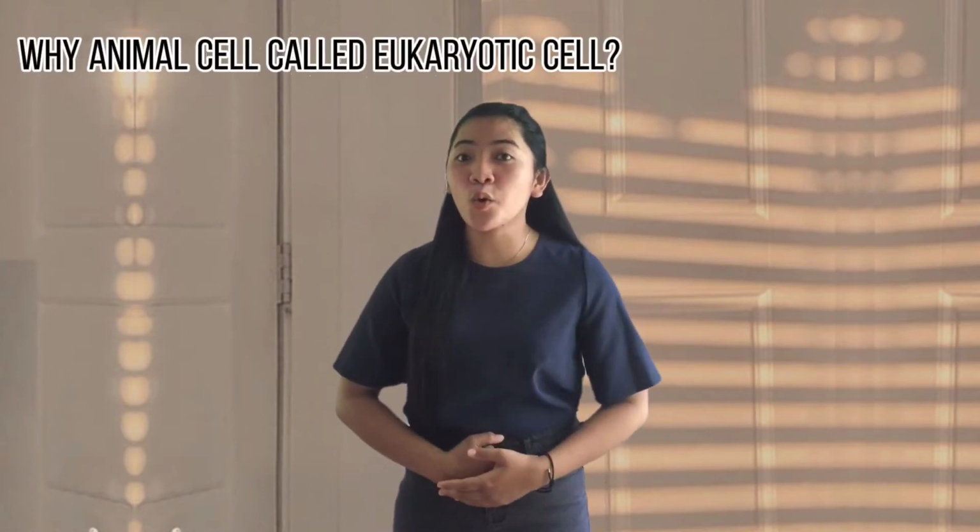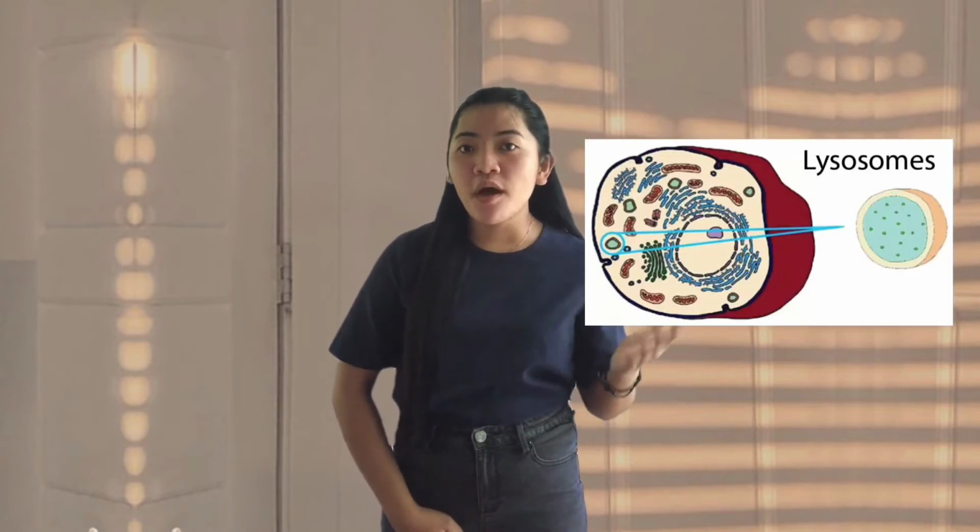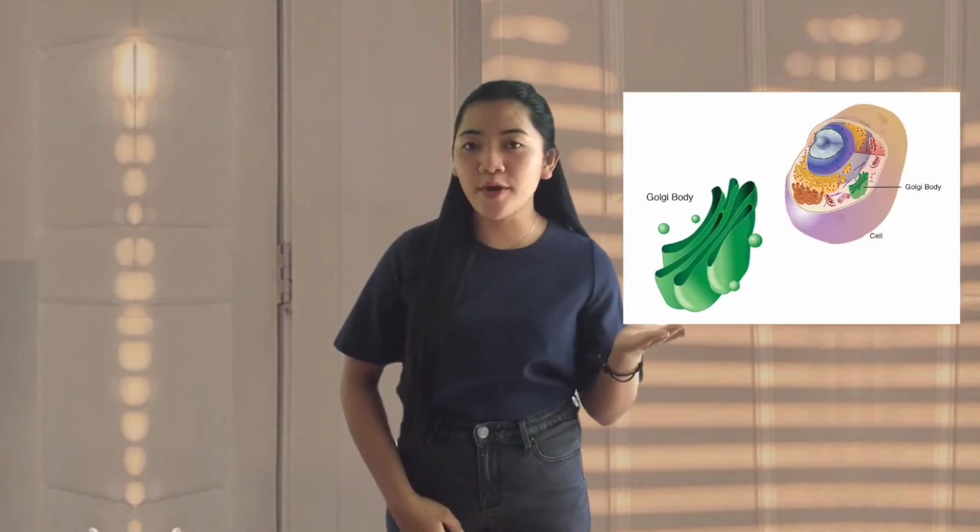Cells are the microscopic particles that are the building blocks of life. And why are animal cells called eukaryotic cells? We all know that eukaryotic cells evolved from prokaryotic cells. They are called eukaryotic cells because they have a nucleus and also contain different kinds of organelles, for example lysosomes, mitochondria, Golgi apparatus, endoplasmic reticulum, and many more. They have different kinds of functions, and all of these are surrounded by cell membranes.